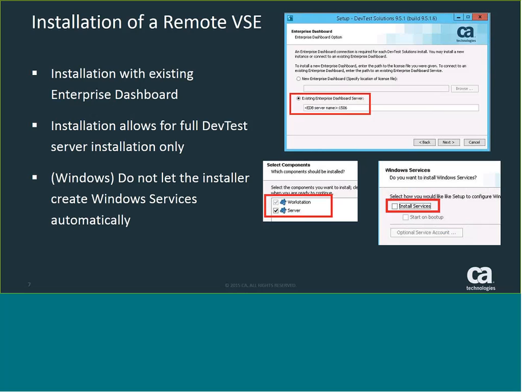On a Windows box, we do not select the option to install the DevTest services as Windows services. If selecting this option, we would end up with DevTest services configured as Windows services that we do not need. We shall create the Windows services that we require for the virtual service environment manually.